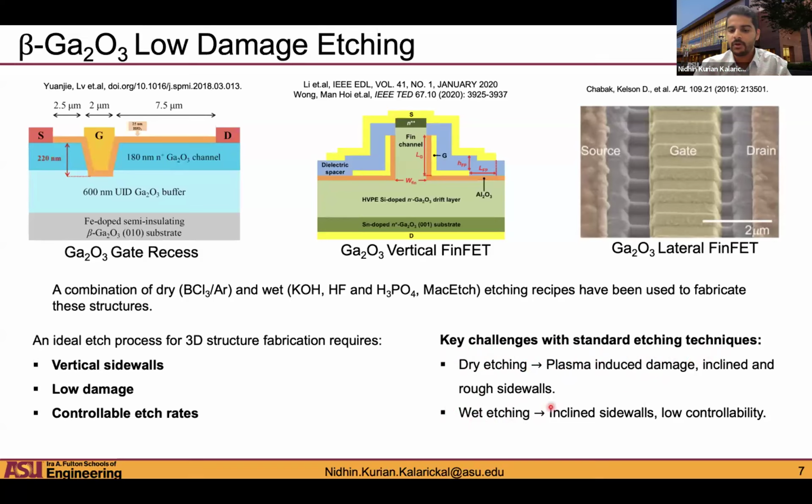In the case of wet etching, the problem is you have low controllability. And since it's an isotropic etch process, you generally get inclined sidewalls, so angled sidewalls, which you don't want many times. Okay. So if I think about an ideal or good etch process for fabricating 3D structures, I want the following to happen together, right? I want the etch process to give me vertical sidewalls. That's number one. It should be either damage-free or low damage, so that the devices can perform well. And I should be able to control the etch rate, so it should be a controllable etching process.